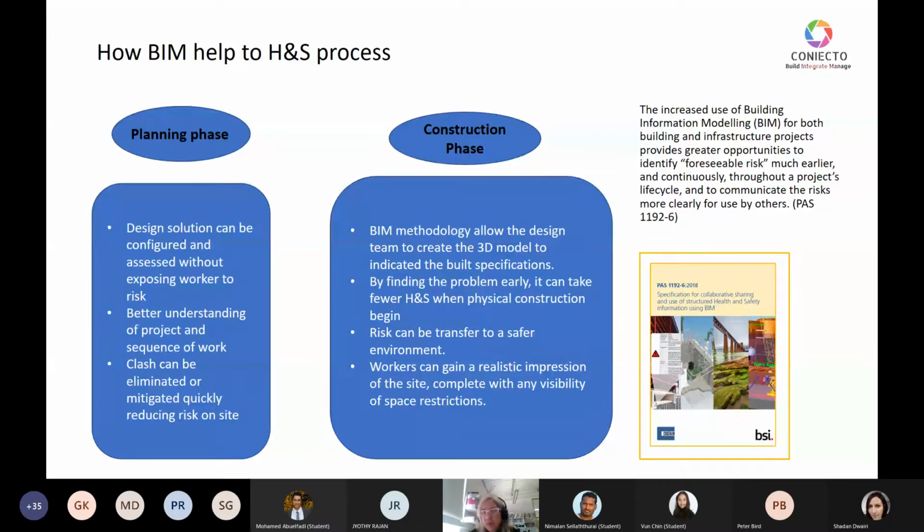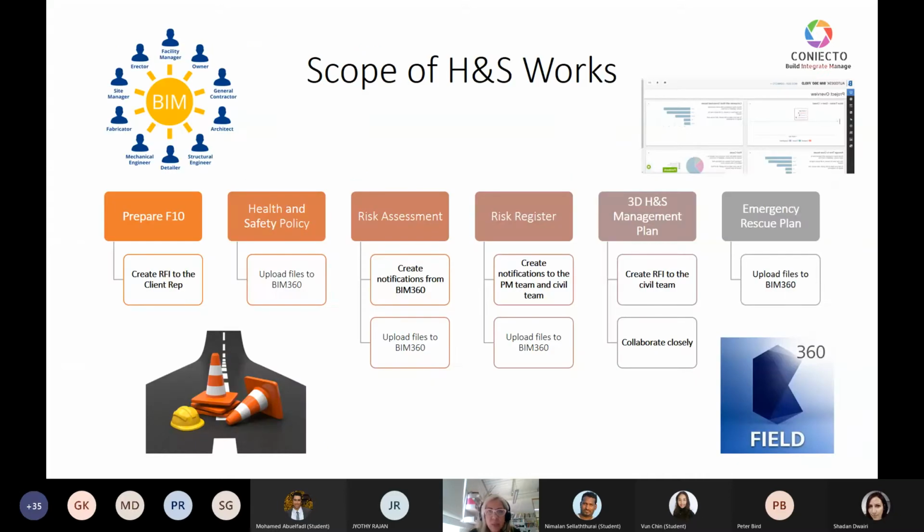Planning phase and construction phase for health and safety. And I think it's good that they're breaking this into the planning phase and construction phase. It will be good to see a post-handover phase too. Scope of work on health and safety. And it's about what are the different steps or aspects that they included on this presentation.